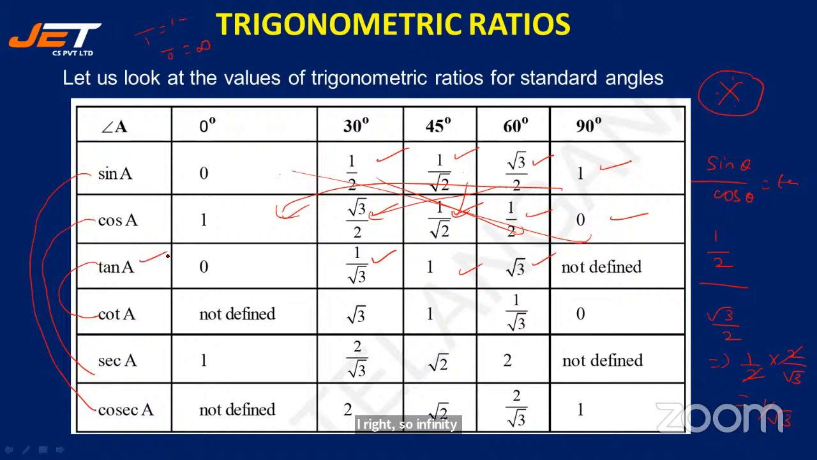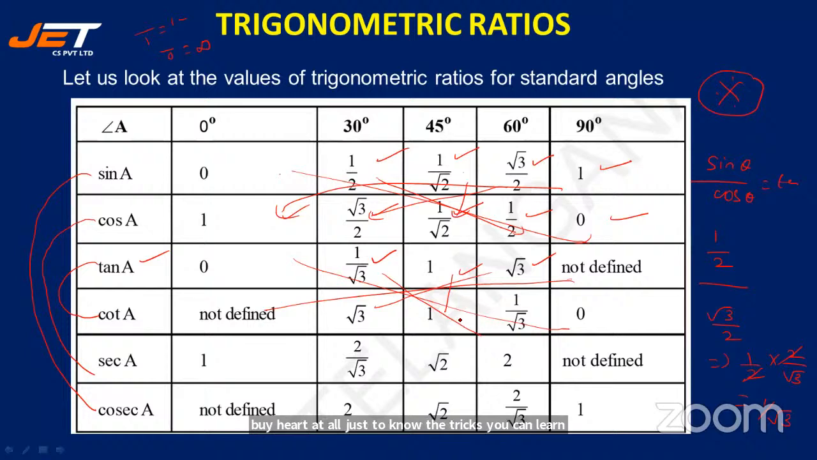So similarly, now you know tan theta, you have understood. Similarly, cot theta is also like that, just the opposite of this. See, not defined will come here, root 3 will come here, 1 will come here, 1 by root 3 will come here, 0 will come there. See, you don't have to remember at all. You don't have to learn by heart at all. Just know the tricks, and you can learn the values.